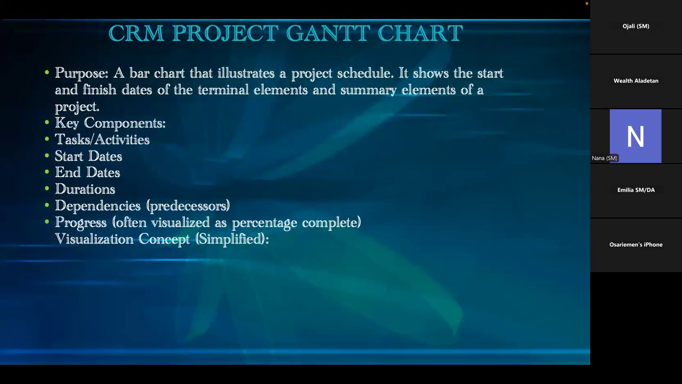Now the Gantt chart. The purpose of this Gantt chart, I did mention that also during our last meeting, is a bar chart that illustrates a project schedule. So it shows the start and finish dates of the terminal elements and summary elements of a project. When are you starting this project? The date will be displayed there on your Gantt chart. When do you intend to wrap it up, finish, complete? It will be shown on your Gantt chart. So you can see the task, the activities, the start dates, end date, duration, dependencies, and what progress. You can monitor the progress.